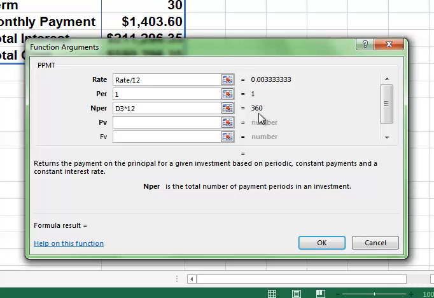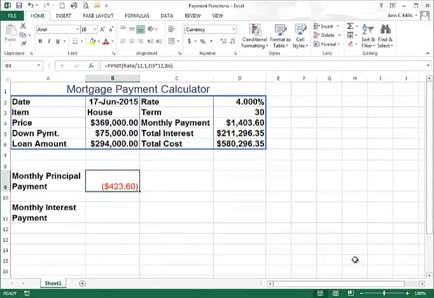So again, it's 360 months that we'll be making that monthly payment. And then the PV is the amount that you're going to borrow, which in this case is found in cell B6. So we'll click on that. That gives us $423.60, and essentially what that means is that $423 of this $1,403 is actually going towards your principal. The rest of the amount is going towards interest.